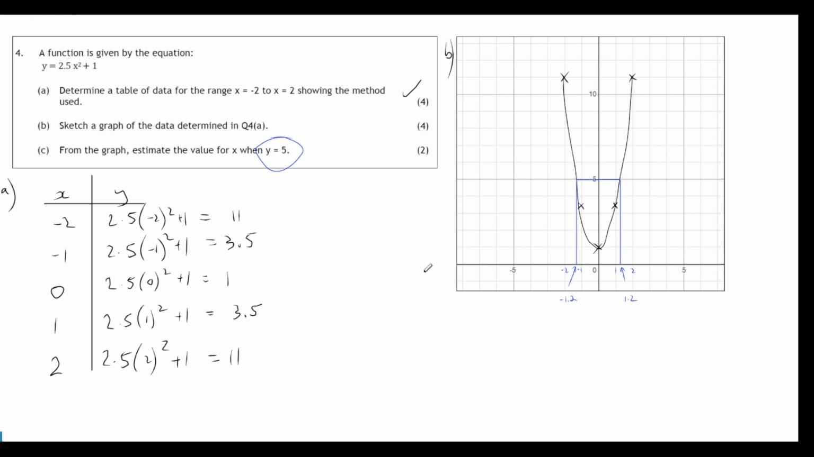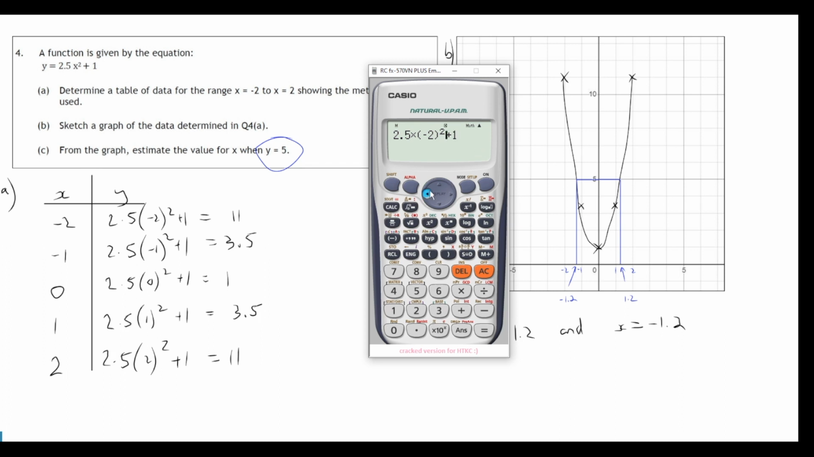Let's plug it in. So I'm saying x is equal to 1.2 and x is equal to negative 1.2. The two values, there's two solutions for it. Let's just check it. What happens if I put 1.2 in here? It doesn't matter if it's negative or positive. Let's give it a go. How close is it? 4.6. It's pretty close to 5. I don't think that's that bad.